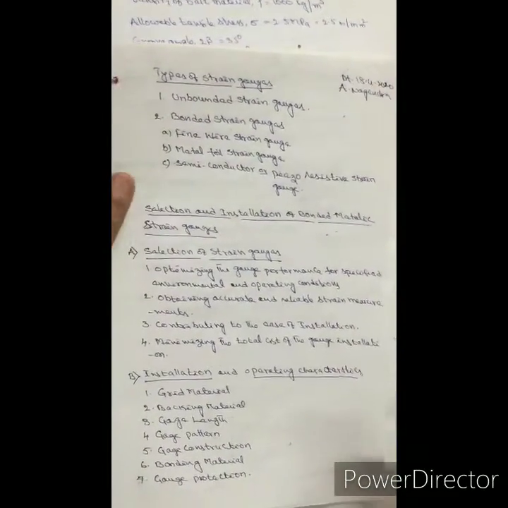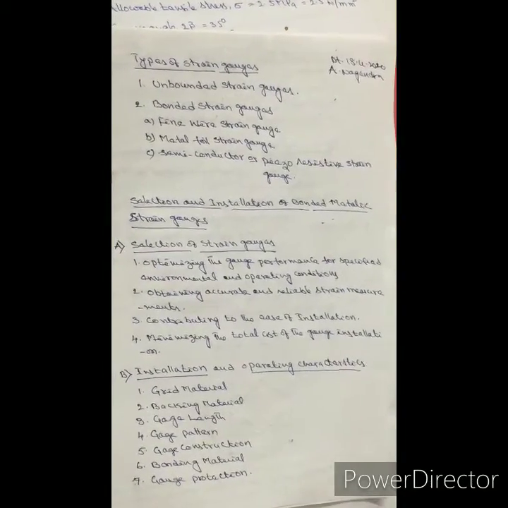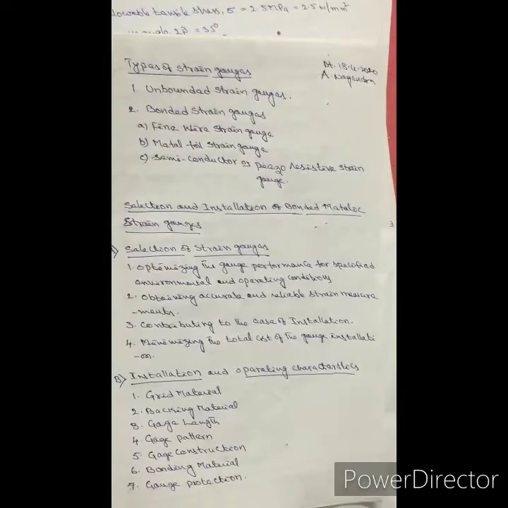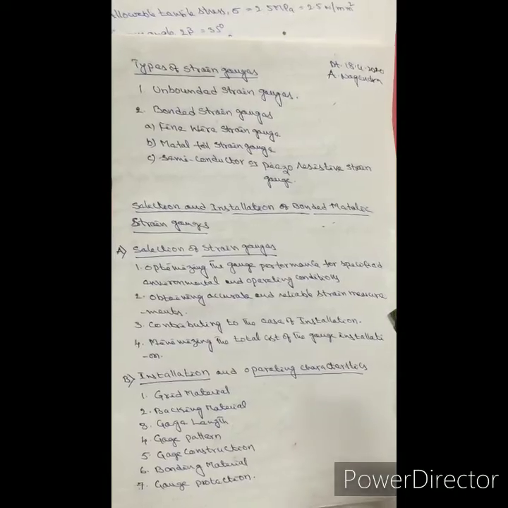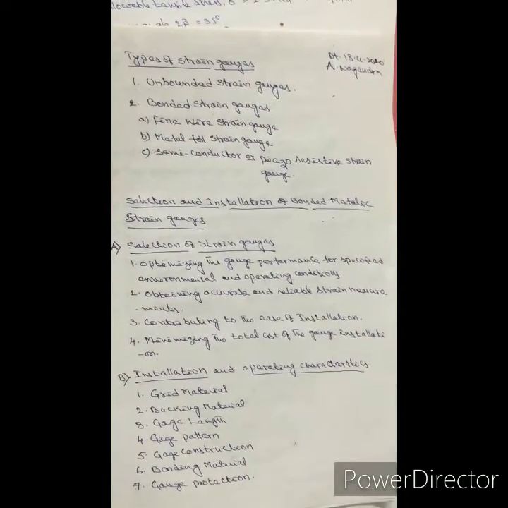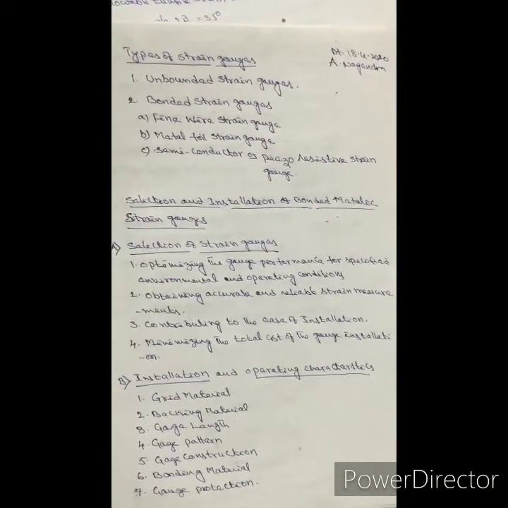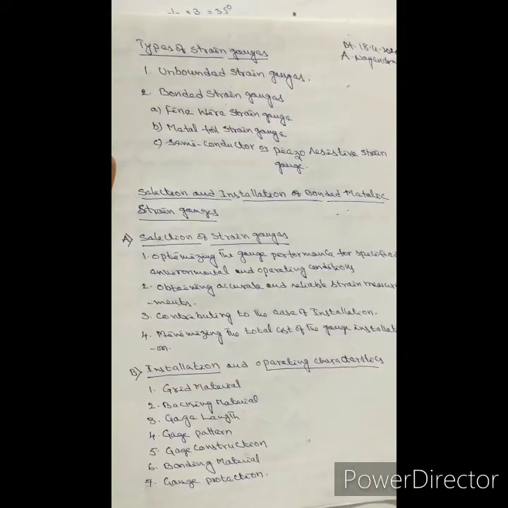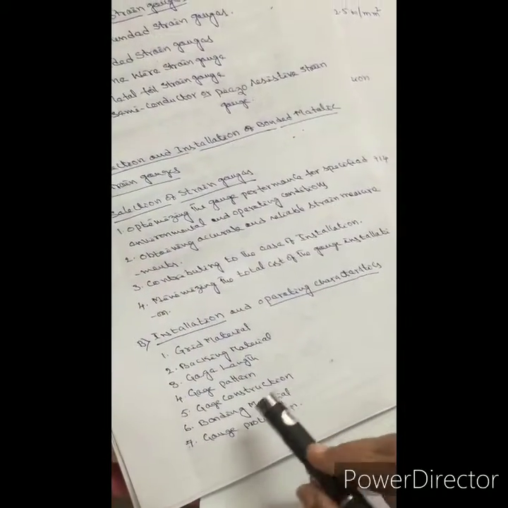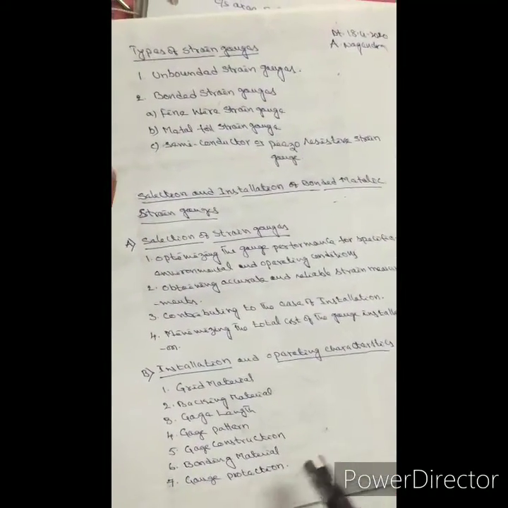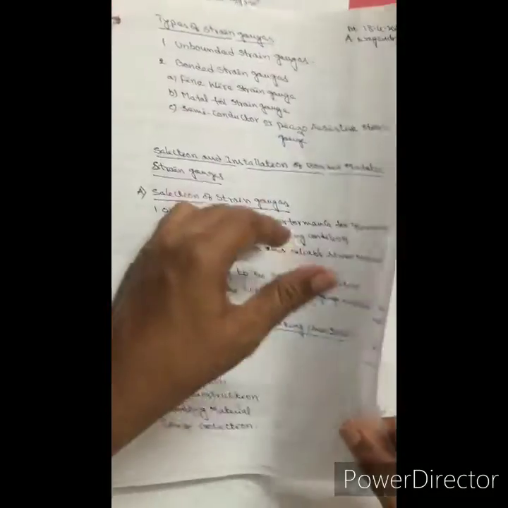Okay. Next we will see the types of strain gauges. There are so many types: unbounded strain gauges, bounded strain gauges, fine wire strain gauges, metal foil strain gauges, semiconductor strain gauges, and selection and installation of bonded metallic strain gauges. How are we going to select? There are 4 points: minimizing total gauge cost, considering the gauge cost, obtaining and optimizing. Installation involves grid material, backing material, gauge length, gauge pattern, gauge construction, bonding material, and gauge protection.